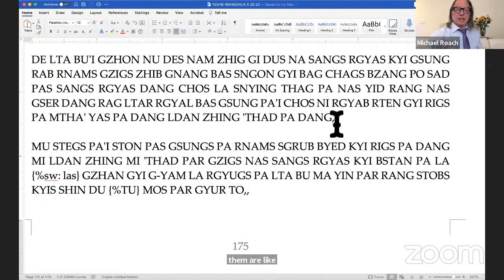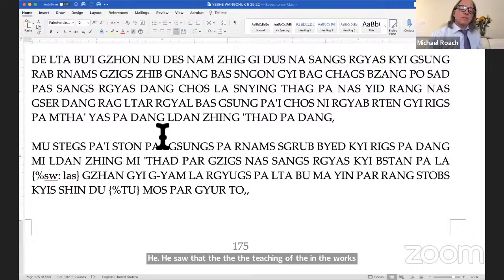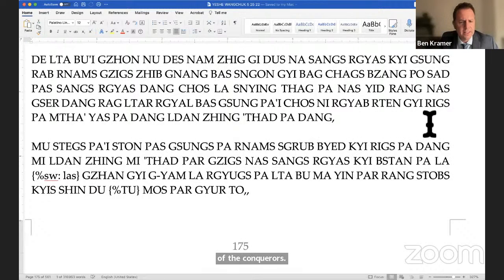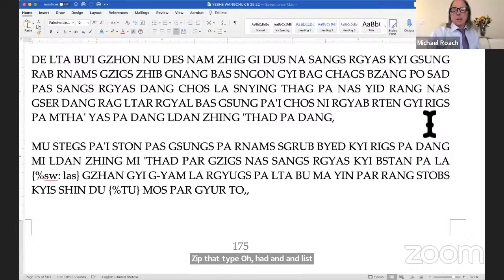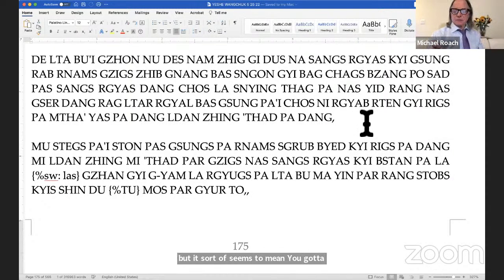And then he saw that the Galway Sungbe Chu, the teaching in the works of the conquerors, was possessed of Rikpa Tayapa, endless wisdom or logic here, but it sort of seems to mean wisdom in context. Reasonings? You've got to understand Gyapten as an adjective. Gyapten is an idiom that you don't know yet, I think, and it means backing up reason.